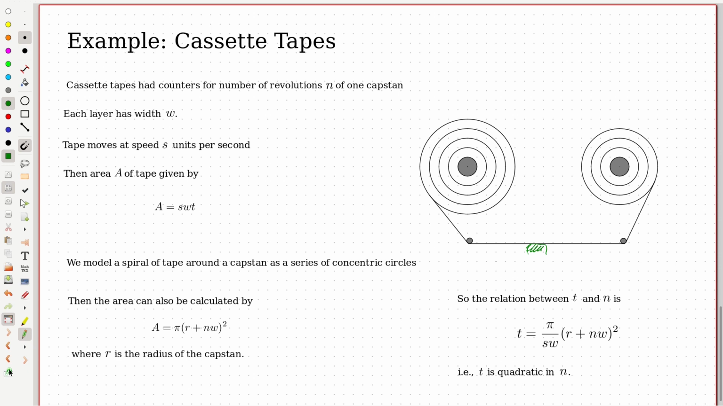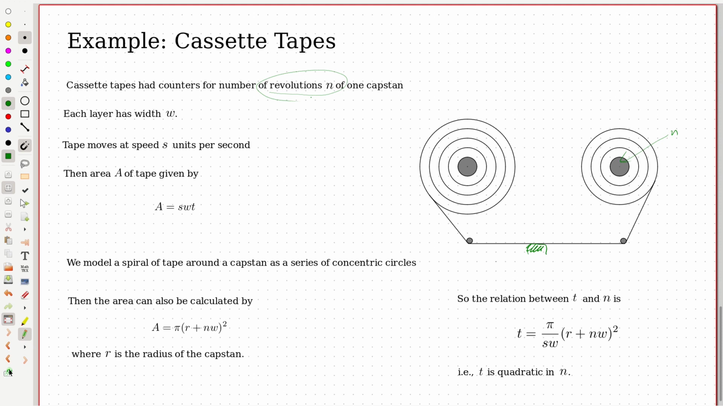So anyway, I had this question. Typically a cassette player would have a little meter that would tell you how many times one of the capstans, one of these spools, would have rotated, right? So it would tell you how many times that had revolved. So n was the number of revolutions of one of those capstans, and that number would be displayed. And then what I always found frustrating was that there was no easy way to tell how much time had elapsed on the tape, and therefore how much time was left on the tape.